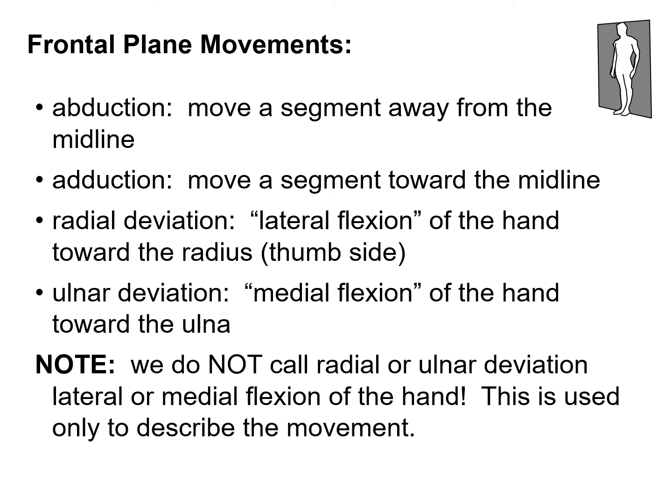Then for our wrist and hand, we have two terms because we don't use abduction and adduction for that. We say radial deviation, which is kind of a lateral flexion of the hand towards the radius of your forearm, so the thumb side of your forearm. So if you take your hand and you try to flex it towards your wrist on the radial side of your forearm, that is radial deviation. The opposite of that is ulnar deviation. On the little finger side of your hand, if you laterally flex that and bring it closer to your forearm, that is ulnar deviation. However, we do not call radial or ulnar deviation lateral or medial flexion of the hand. This is used only to describe that movement. Please use radial and ulnar deviation.